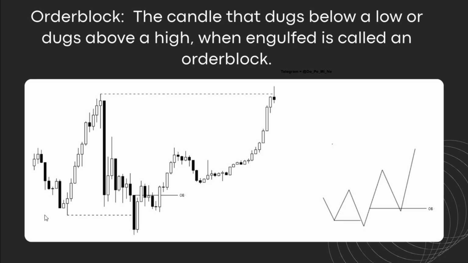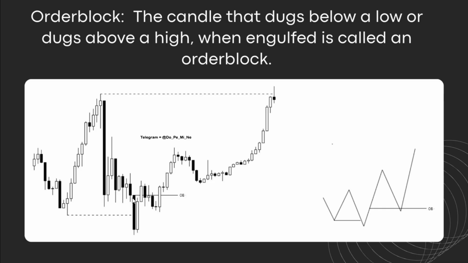Now for an order block to be considered a valid one, it must have a turtle soup and must be formed after a turtle soup. If there is no turtle soup, the order block won't be considered correct, right? Now here you can see this is the exact candle that dug below this low right here. That means now we're gonna wait for this candle to be engulfed. And what I mean by engulfed is for price to close above it. And once price closes above it, it will become a valid order block for us, right?